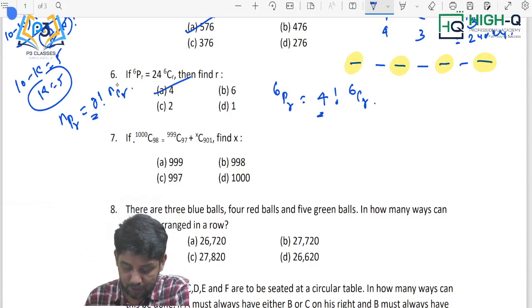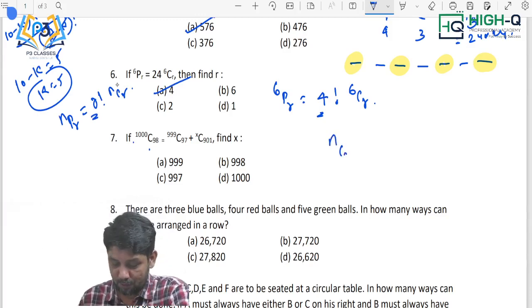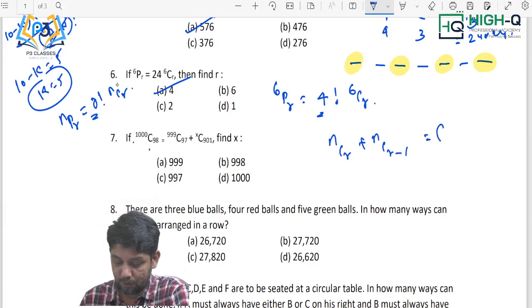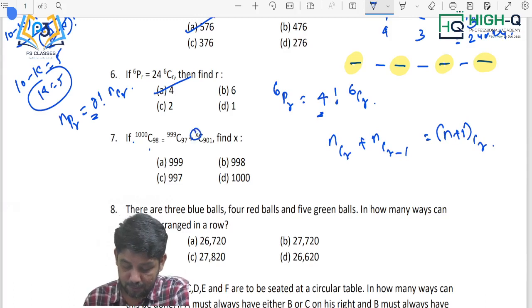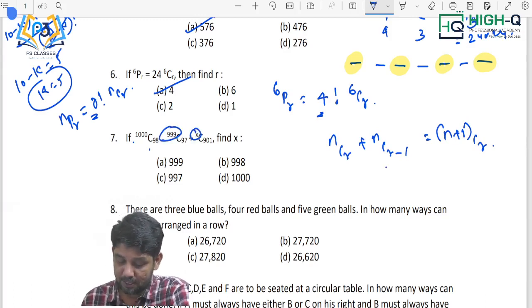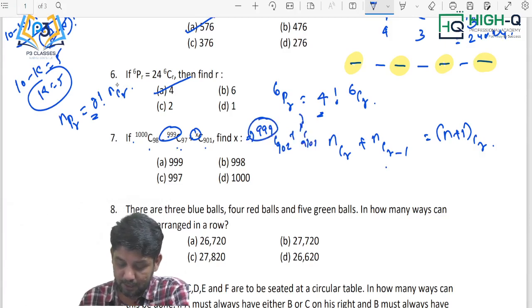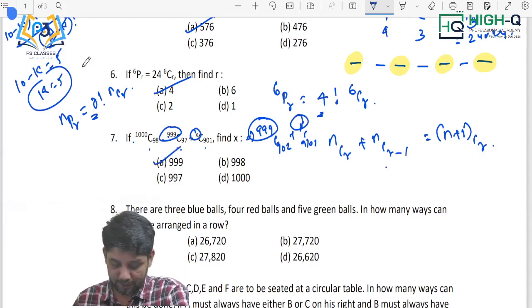Okay. This one. 1000C98 + 999C97 + xC901. Of course, remember this formula, nCr + nC(r-1) = (n+1)Cr. So based on this formula, definitely this x must be 999. But sir, this is not of this form, sir. 97 and 901 is there, sir. It's very simple, man. 999C97 is the same as 999C902, plus xC901. Now you got my point, my dear. So here also 999 is needed so that we can apply this rule. But directly by looking at the question, you can give the answer.